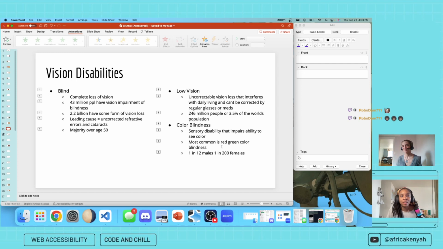So Anki is an important one for this. Yes, Anki is important for the CPAC specifically if you're trying to take the CPAC, or if you're just trying to learn about accessibility so that you can talk with authority and things like that.